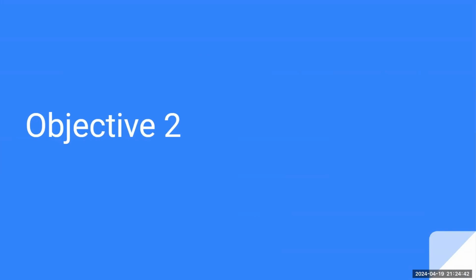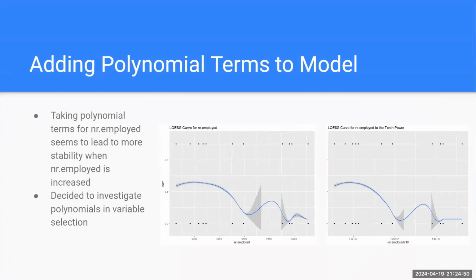Our next objective was looking at more complicated models that we use for prediction. First we looked at a complex logistic regression model that included other terms, possibly polynomial terms, to see if that would be useful. For example, we use number employed. If you plot the normal variable by itself versus the variable to the 10th power, the lowest curve for both is pretty similar, but the 10th power is a little bit flatter near the end and has just a little bit less variability.